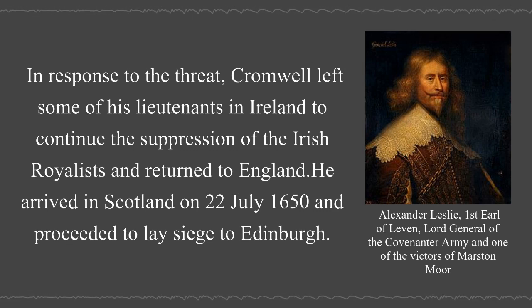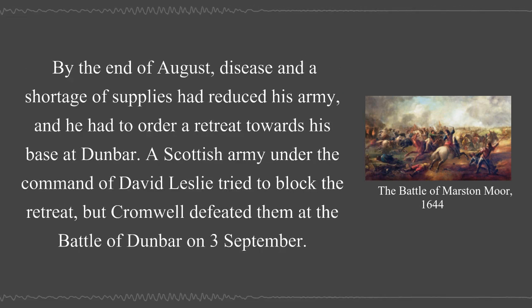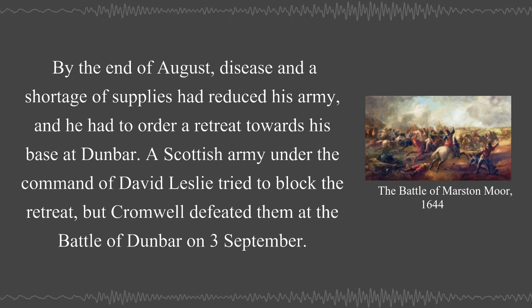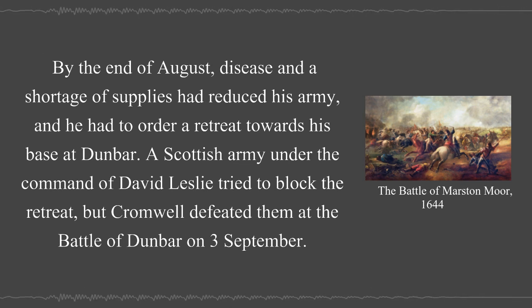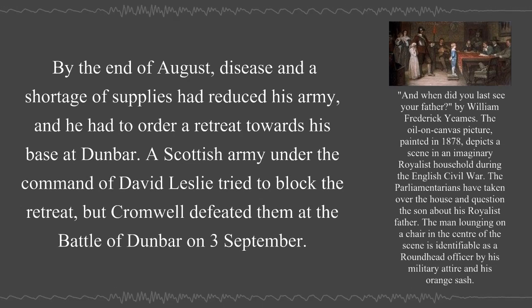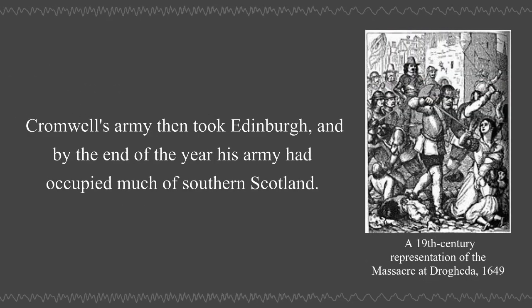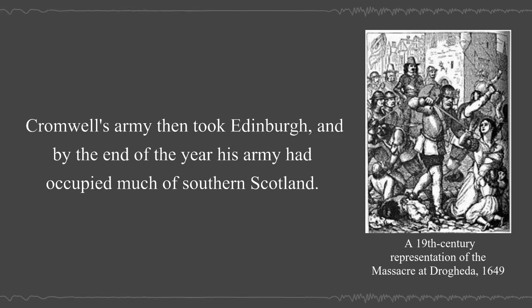He arrived in Scotland on 22 July 1650 and proceeded to lay siege to Edinburgh. By the end of August, disease and a shortage of supplies had reduced his army, and he had to order a retreat towards his base at Dunbar. A Scottish army under the command of David Leslie tried to block the retreat, but Cromwell defeated them at the Battle of Dunbar on 3 September. Cromwell's army then took Edinburgh, and by the end of the year his army had occupied much of southern Scotland.